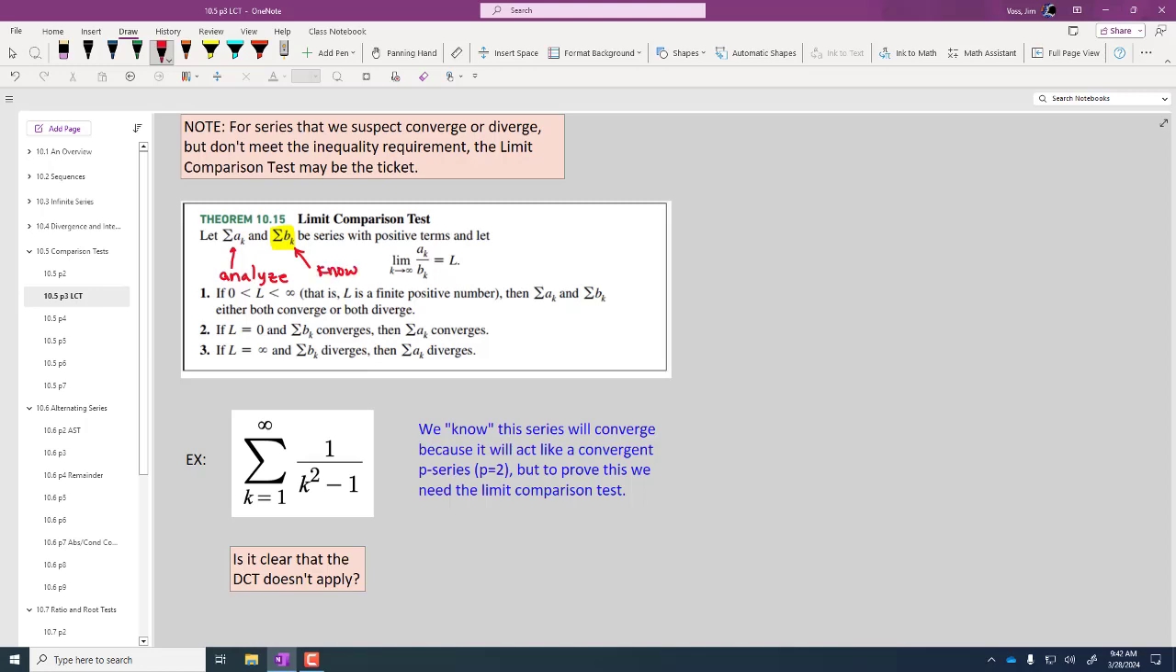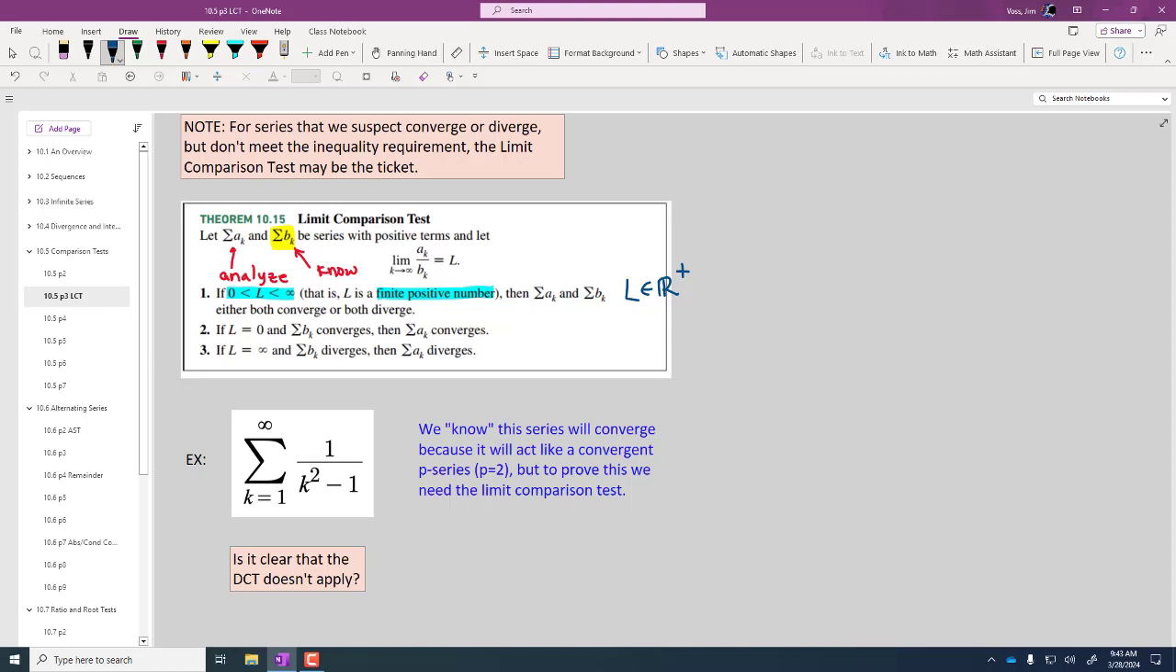All right, so the idea here is if we form the ratio a sub k over b sub k and take the limit and we get a positive real number. So down here we say that if L is between 0 and infinity, that means it's a finite positive number, a positive real number. If we use the notation I introduced on Tuesday, we would say that L is an element of the positive reals. So it's not 0, it's not infinity. Positive real.